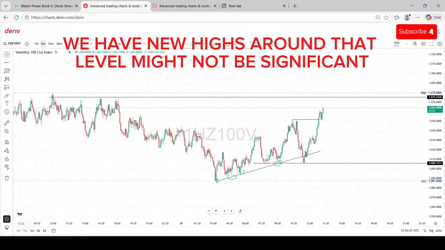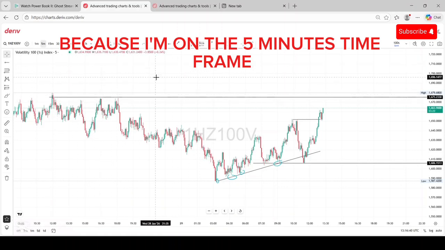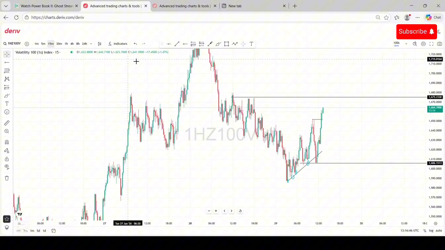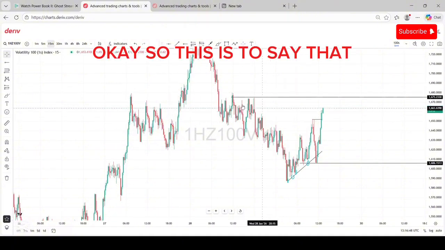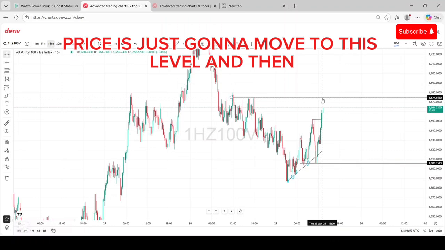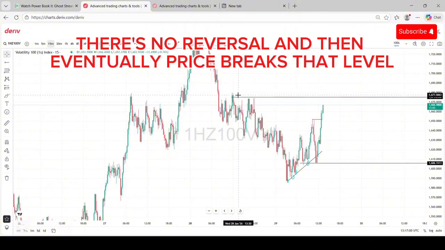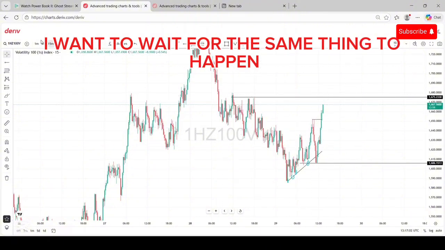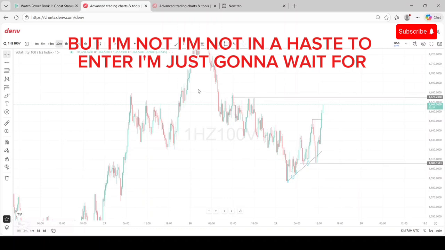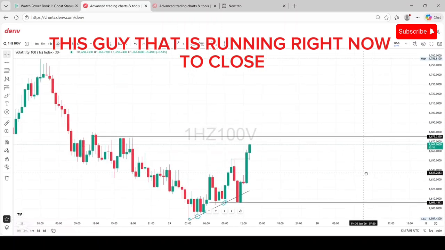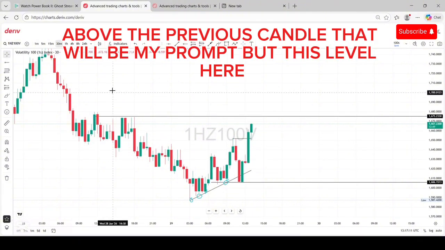Might not be significant because I'm on the 5 minutes time frame, so I'm just going to look at it from the higher time frame. So let's go to the 15 minutes time frame. Okay, so this is to say that price is just going to move to this level, and then there might be a reversal from that level again. But if there's no reversal and then eventually price breaks that level, I want to wait for the same thing to happen again. You can see it's already moving, but I'm not in a haste to enter. I'm just going to wait for this guy that is running right now to close above the previous candle.